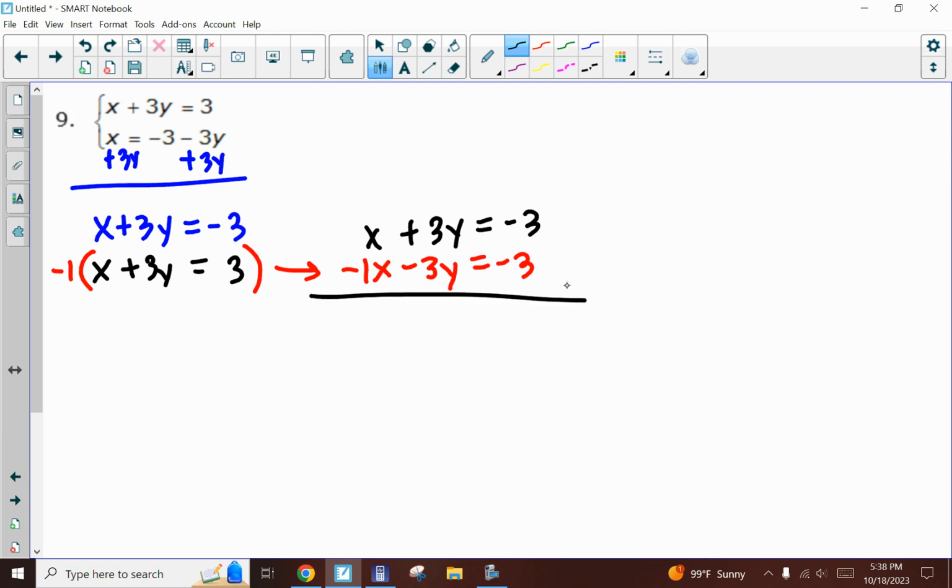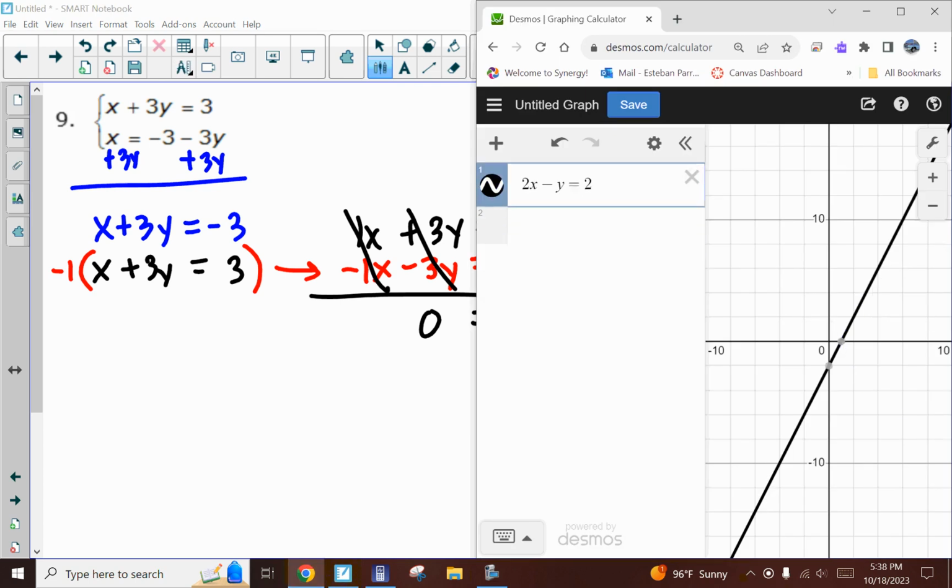So now I can put them together. So 1x take away 1x is gone. 3y take away 3y is also gone. So I'm left with 0 on one side. And then negative 3 and negative 3 makes negative 6. So that's going to be a huge problem. So let's go take a look at Desmos and figure out what the heck's happening here. Because I'm supposed to have letters left, and I don't have any letters to solve for.